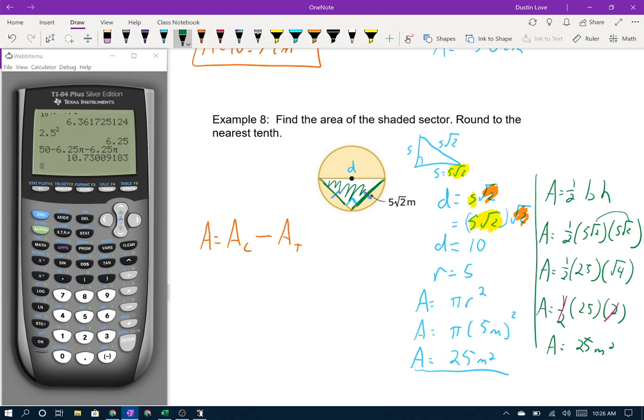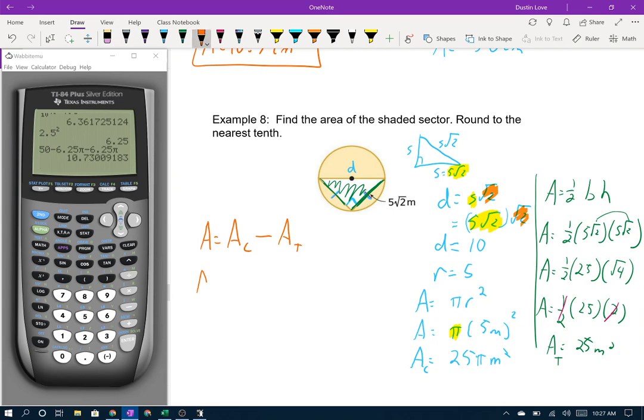Now I've got a problem, because I said that that was 25 on both. Oh, you know what my mistake is? It was right here. This pi didn't make it here. So let me go ahead and put that in there. It is 25 pi meters squared. I apologize for that. So this is the area of my circle. This is the area of my triangle.